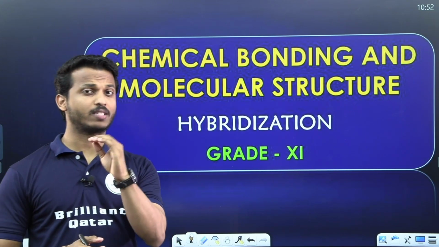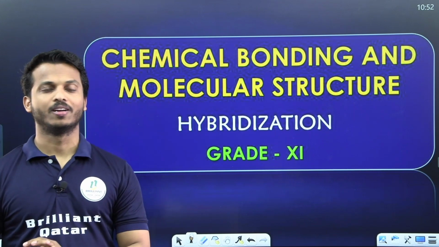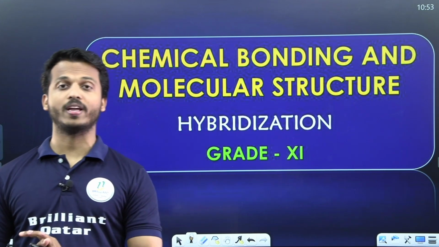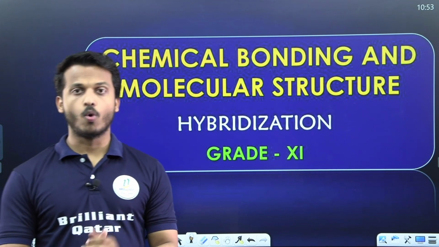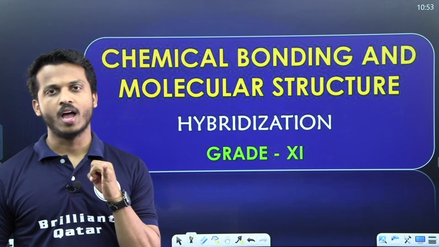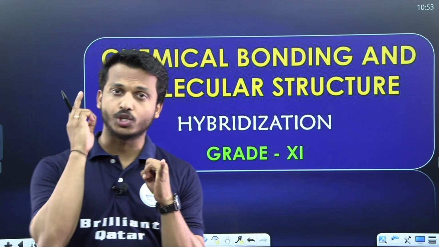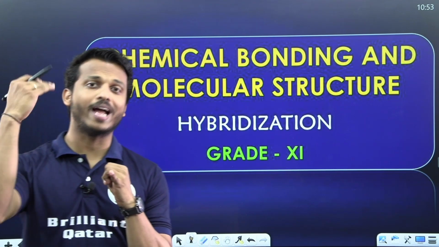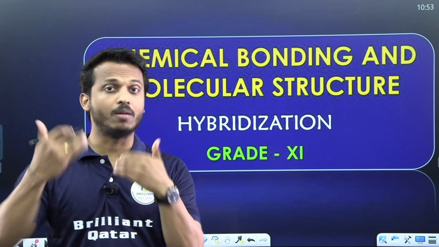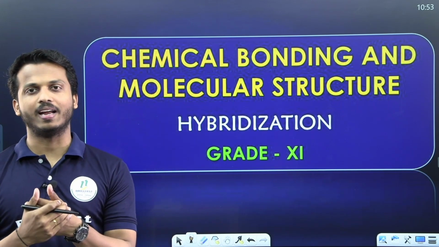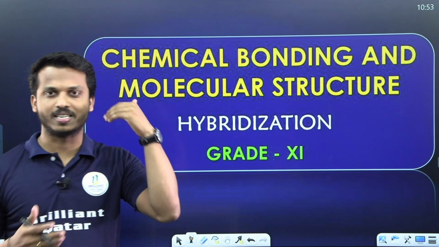Here we are going to discuss one of the most important topics from the chapter Chemical Bonding and Molecular Structure, that is hybridization. So what is meant by hybridization? How to calculate hybridization with a shortcut method, and how to answer the hybridization calculation steps for a 3-mark question. So everything in detail, in a simplified manner, we can discuss in this session.